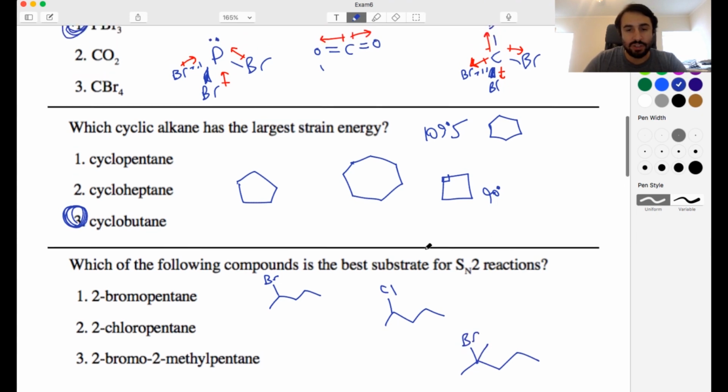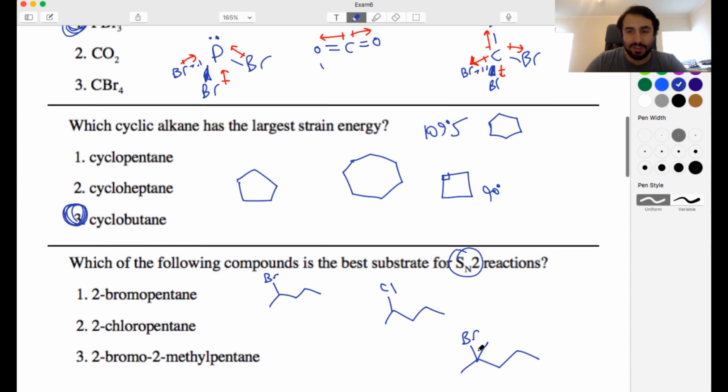Okay, so which is the best for SN2? Well, let's see. This one's not going to work, because that's a tertiary carbon. We can't do SN2 on that. So over here, we're just comparing bromine and chlorine. Bromine is a better leaving group than chlorine because the bromide ion is larger than the chloride ion. It's more stable. So 2-bromopentane is going to be our answer there.